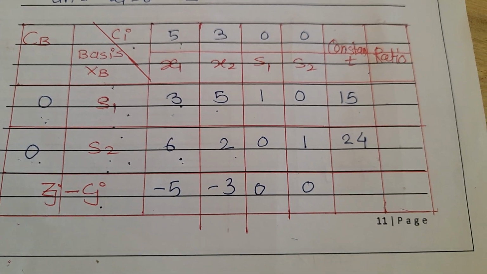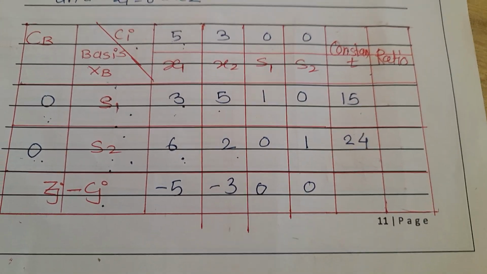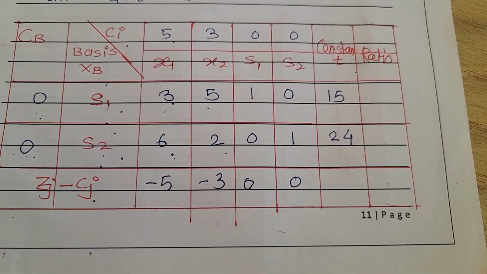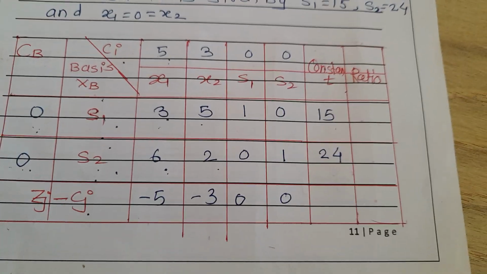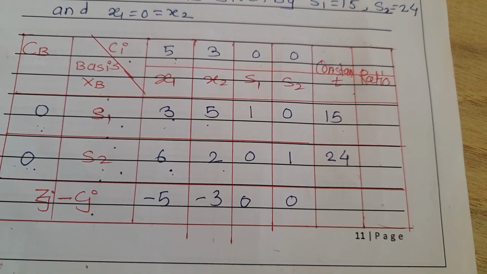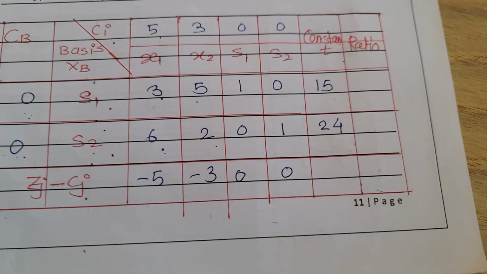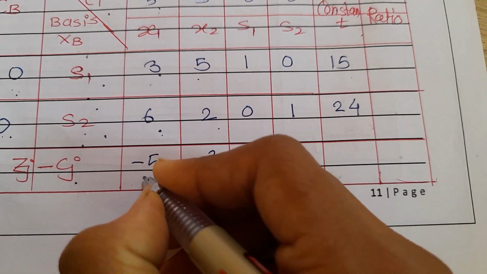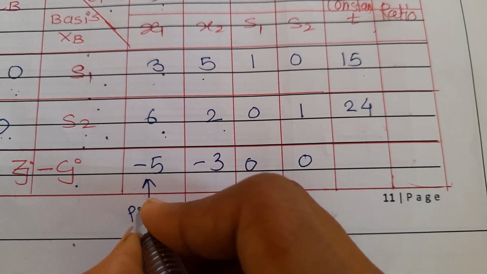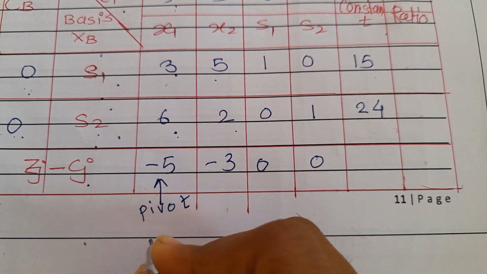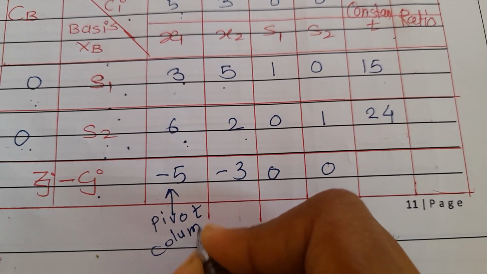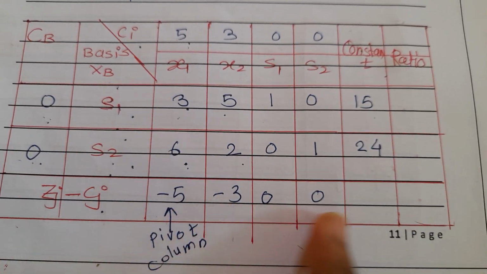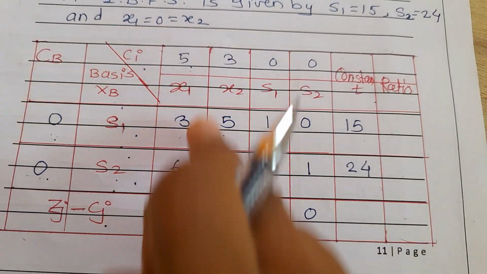We want to select the entering variable and the leaving variable. How? First we choose the entering column or entering variable, which is also called the pivotal column. We select the most negative number as the pivotal column. Right here, it is the most negative number, minus 5. Therefore we select this as the pivotal column.